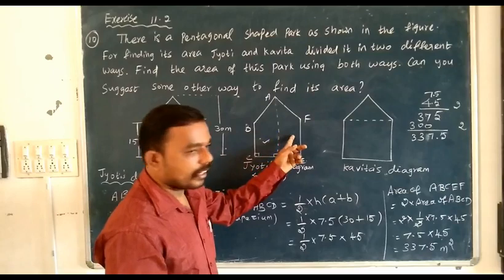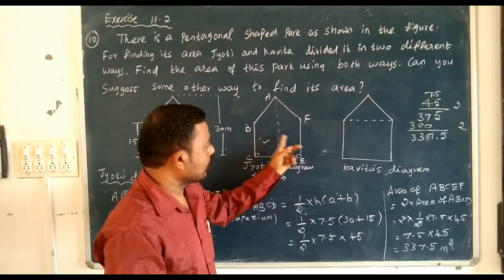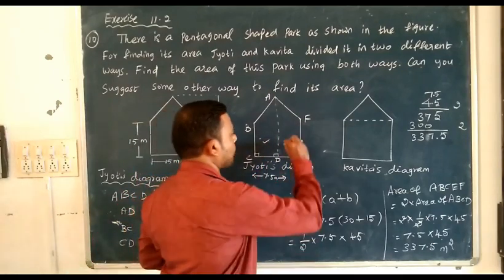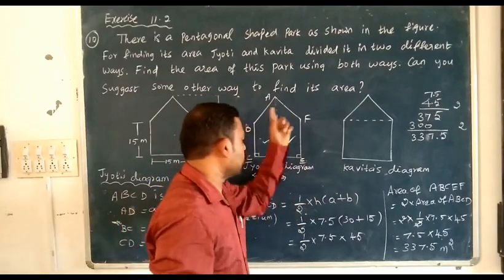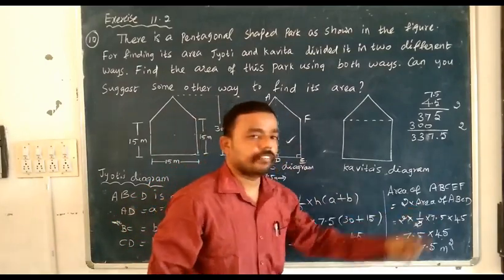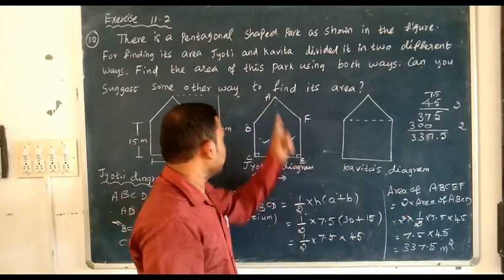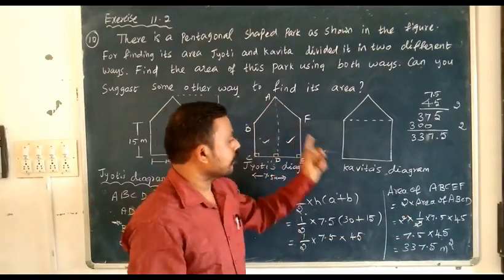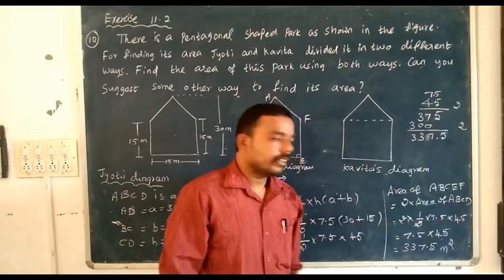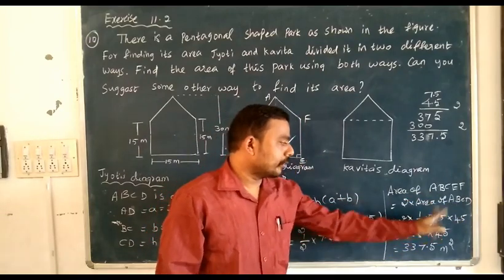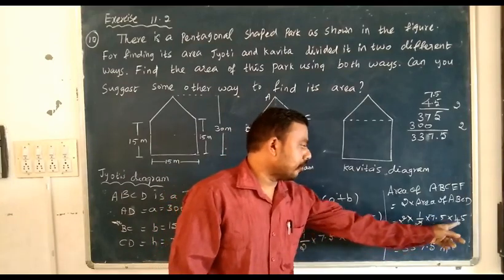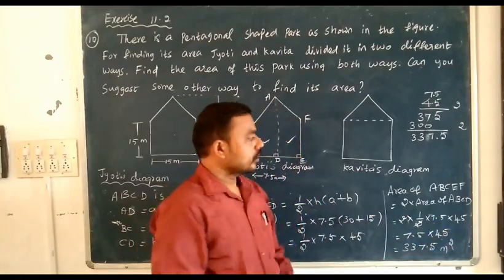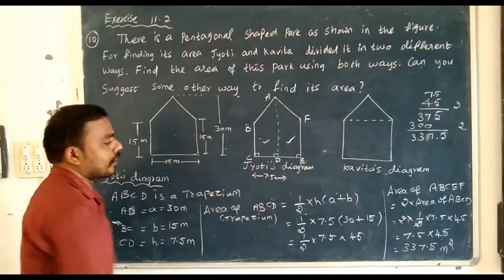And here we need another trapezium also. The two trapeziums are equal. So I can write the area of the whole path, that is the area of the diagram, equal to 2 times the area of ABCD. ABCEF is 2 times ABCD. So 2 into 1 by 2 this data. So cancel this 2. Multiply 7.5 and 45. So this one is Jyoti's diagram.